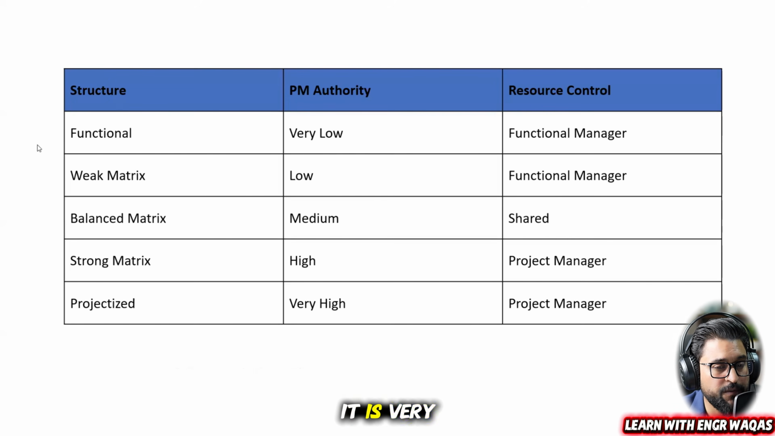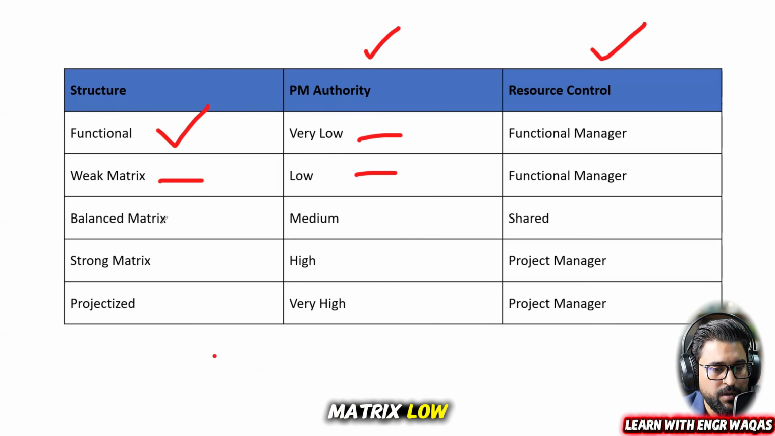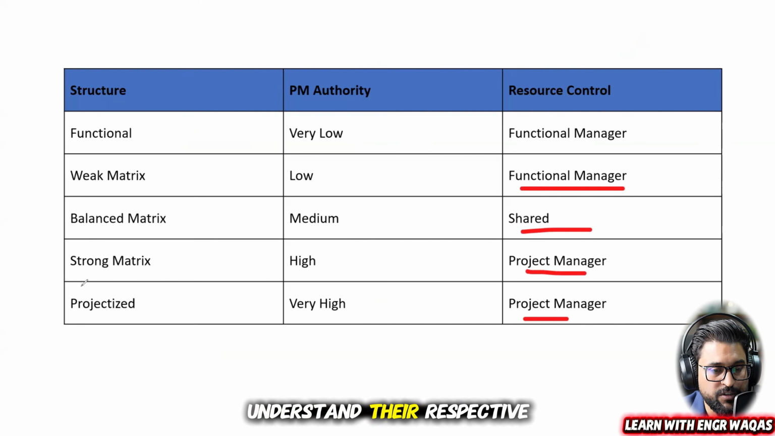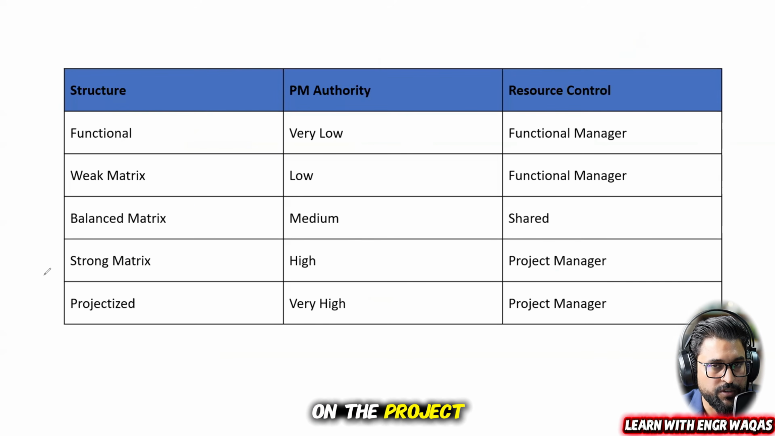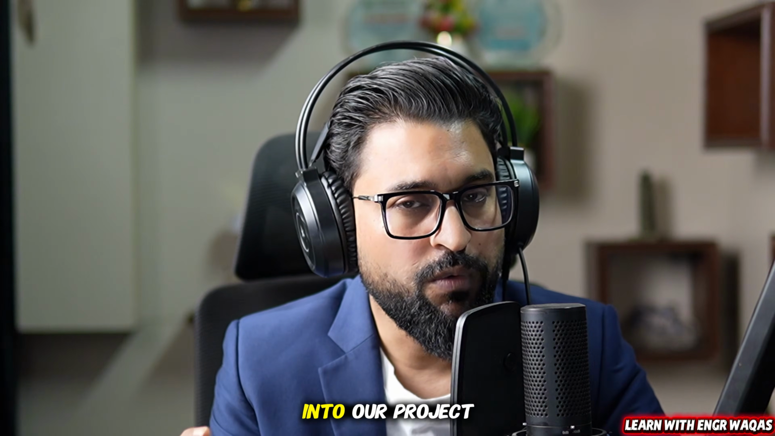And from this perspective, it is very important to analyze. In functional, the project manager authority and resource control are very low. In weak matrix, low. In balanced matrix, 50%. In strong matrix, high, and in projectized, very high. And the functional manager controls the resources when the project manager has relatively very low authority. So you can see this table to understand their respective authority level, decision level, and control on the project. I hope you have gone through all those basic level things before jumping into our project management.